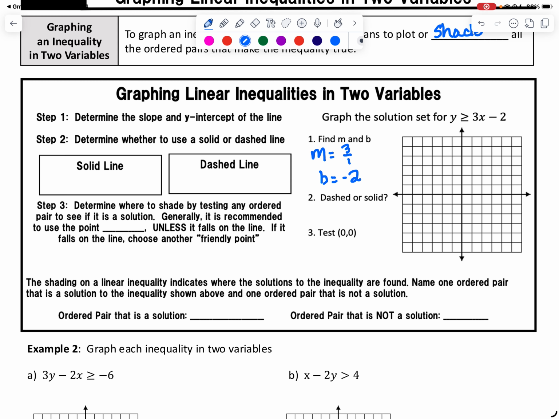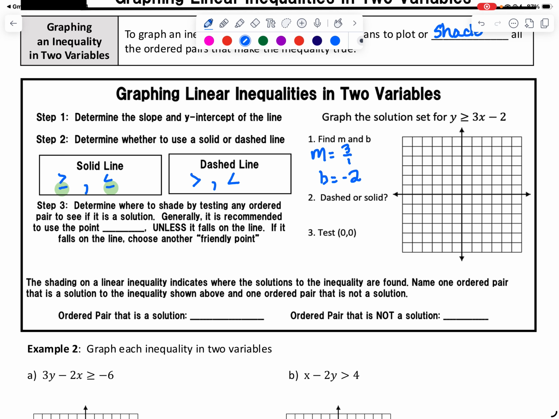Now we use a solid line for greater than or equal to or less than or equal to. You can think of it this way. If there's a solid line under the inequality, you're going to use a solid line to graph the inequality. We'll use a dashed line when it's just greater than or less than without the equal sign under the symbol.